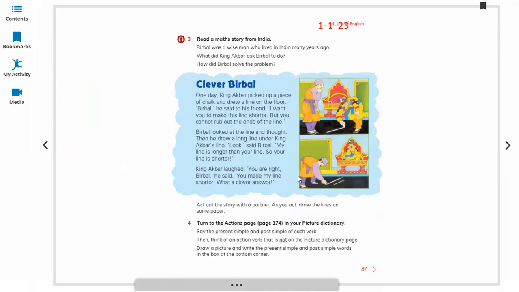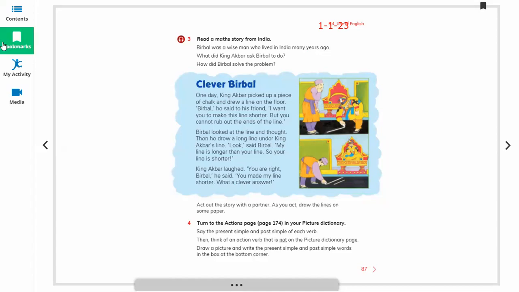Birbal was a wise man who lived in India many years ago. This is Birbal, the man this story is about. His name is Birbal and he used to live in India many years ago. What did King Akbar ask Birbal to do? How did Birbal solve the problem?